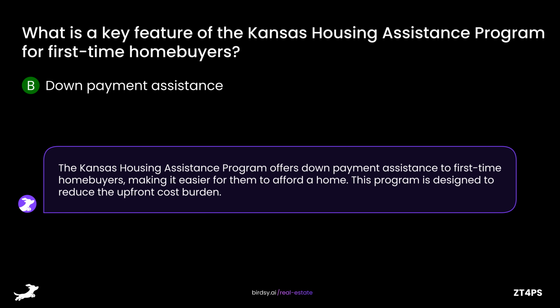The Kansas Housing Assistance Program offers down payment assistance to first-time homebuyers, making it easier for them to afford a home. This program is designed to reduce the upfront cost burden.